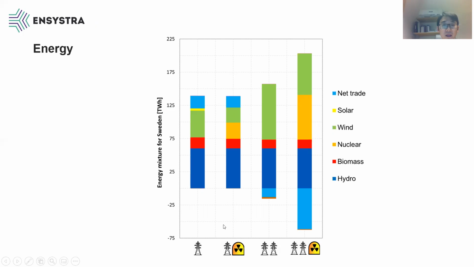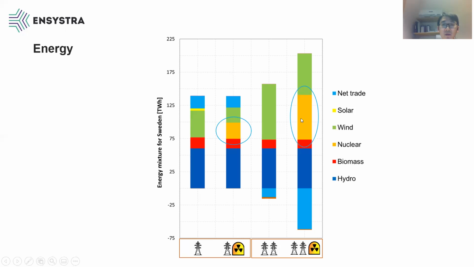Let's look at the case of fixed transmission capacity. In this case, if nuclear power is allowed for Sweden, around 25 terawatt-hour of nuclear energy is produced. And in the case of optimal transmission, if nuclear power is allowed, around 75 terawatt-hour of nuclear energy is produced. If we compare these 2 cases, we can find that the produced nuclear energy for optimal transmission is almost 3 times as much as that for the case of fixed transmission.